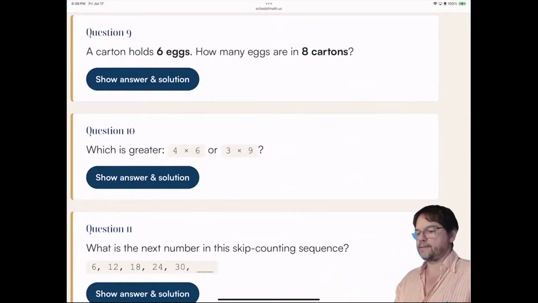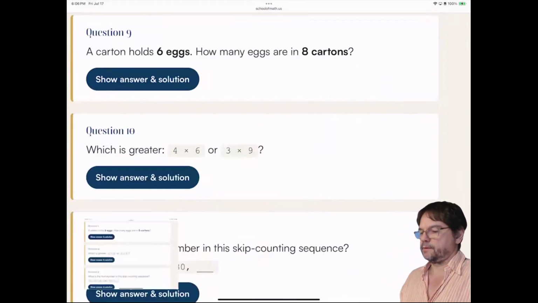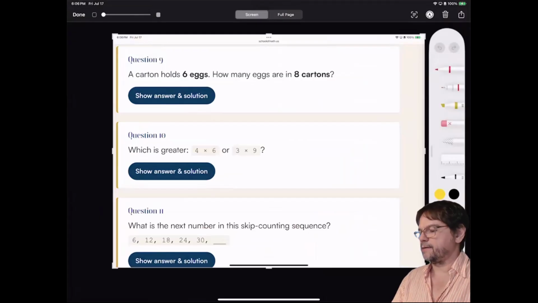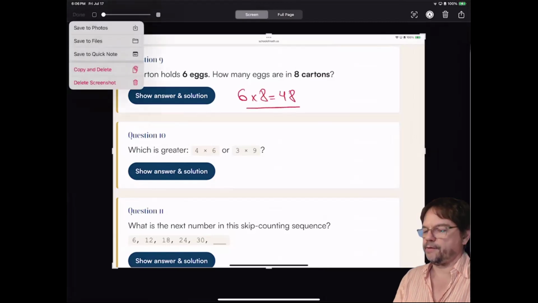48? Yes. A carton has 6 eggs. Each one has 8. 6 times 8, 48. Very good.